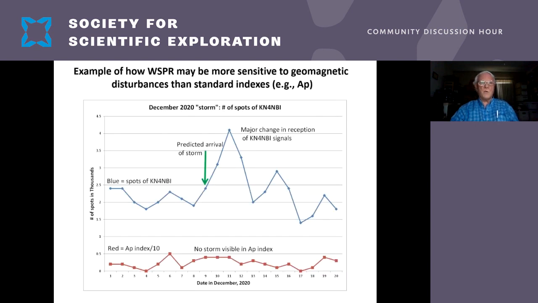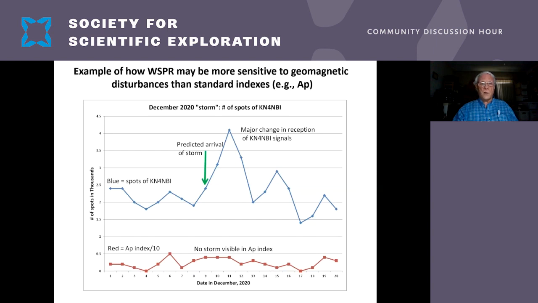So this is just my graph of my own data. What you're seeing there on the x-axis is the date in December 2020. And on the y-axis, in blue, is the number of spots of my signal. That is how many people uploaded a report of my signal to WSPRnet. And you can see that for several days prior to the geomagnetic storm, there's a certain level of people spotting my signal. It was predicted to arrive on December 9th.